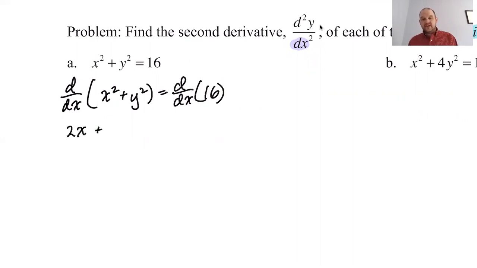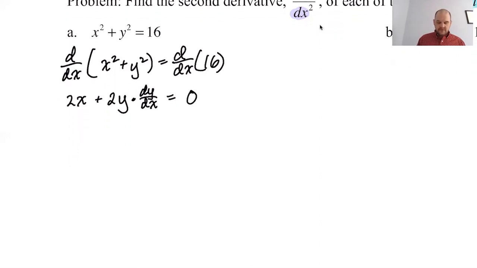Now, when y is involved, always think about the chain rule. The derivative of something squared is 2 times that thing times the derivative of that thing. The derivative of y with respect to x is dy dx. And in this problem, if you forgot that, you wouldn't even have a dy dx in your problem. You'd be like, what is going on? But we remembered it. So here, I'm going to solve for dy dx.